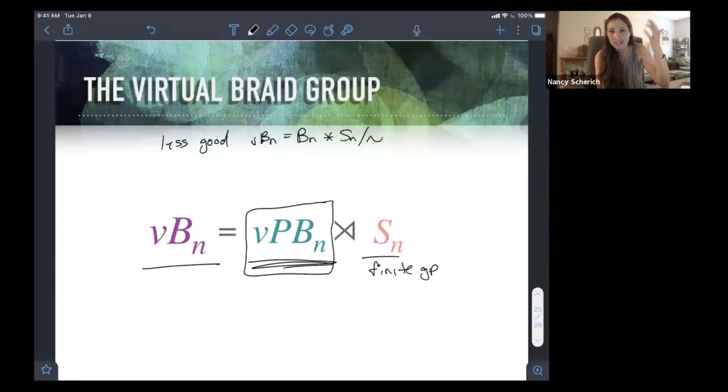Not really a big deal. Like Sn is finite. So basically all you really care about is this pure subgroup. And this is the stark difference from the classical braid group, because the classical pure braid group is an excellent subgroup. It's a normal subgroup. It's a finite index subgroup, but it's not everybody. It doesn't contain all of the juice of the classical braid group. Whereas in the virtual braids, the pure braid group contains all of the information, basically. So that's a huge advantage that the virtual braid group has.